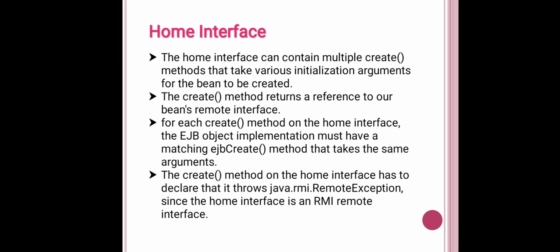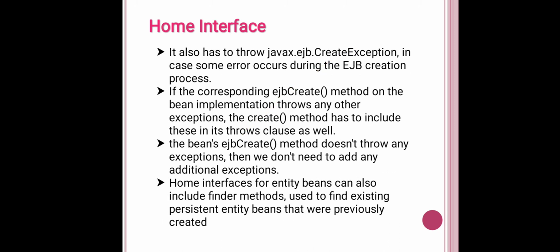For each create method on the home interface, the enterprise Java Bean object implementation must have a matching ejbCreate method that takes the same arguments. The create method on the home interface has to declare that it throws java.rmi.RemoteException since the home interface is an RMI remote interface. It also has to throw javax.ejb.CreateException in case some error occurs during the enterprise Java Bean creation process.